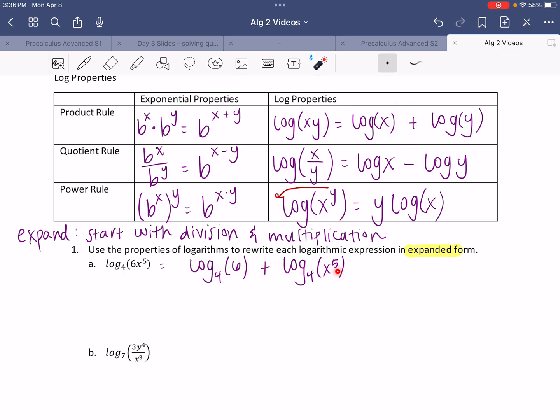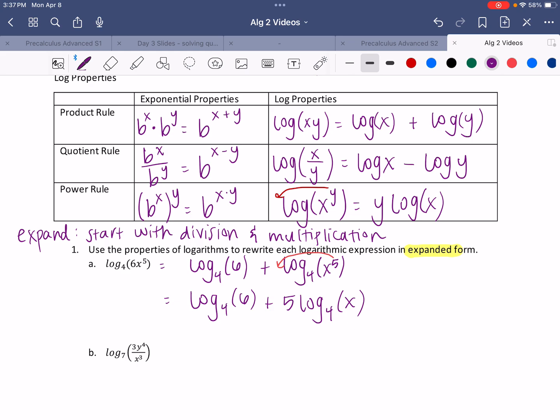Okay, now I'm going to look inside each argument. I don't see any other multiplication, but I do see an exponent. So that 5, we can bring to the front and use our power rule to rewrite that as the log base 4 of 6 plus 5 times log base 4 of x.